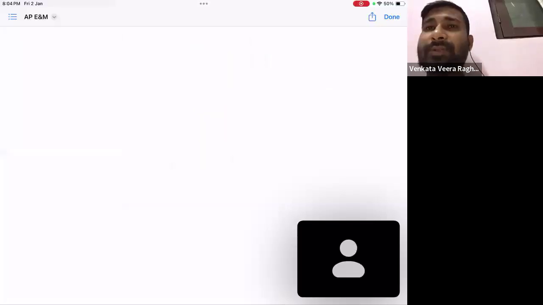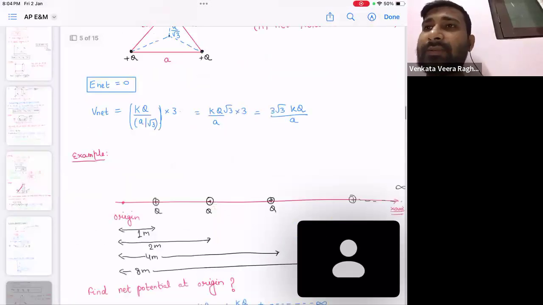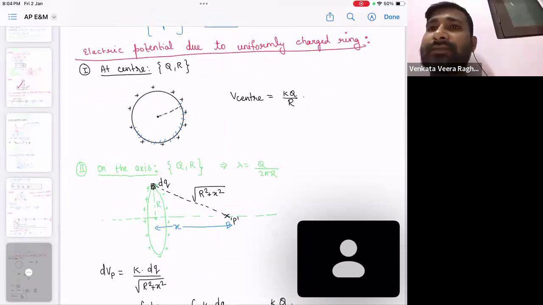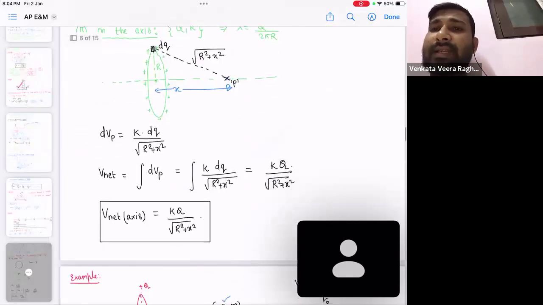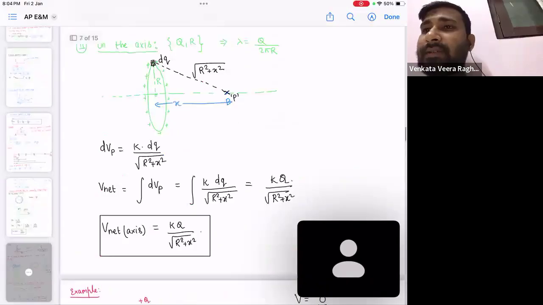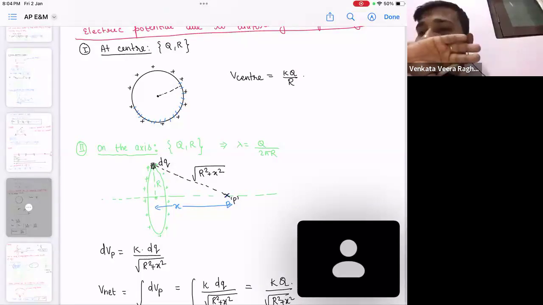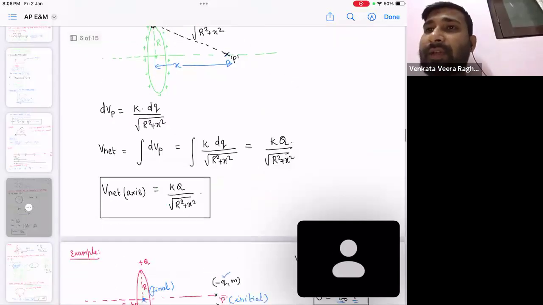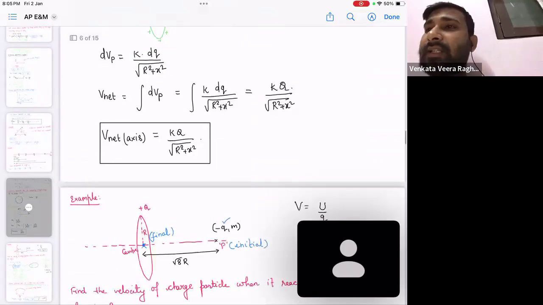So we were calculating the electric potential, isn't it? And the conservation of energy we have discussed. The electric potential we have calculated due to the uniformly charged ring, at the center and on the axis. At the center the potential was kQ by R, where Q is the total charge on the ring. And on the axis we got kQ by under root of R square plus x square, where x is the distance from the center to the point P where we are calculating the potential.